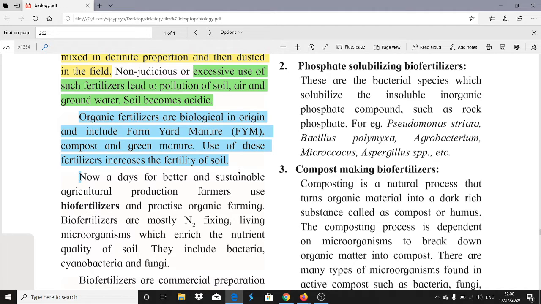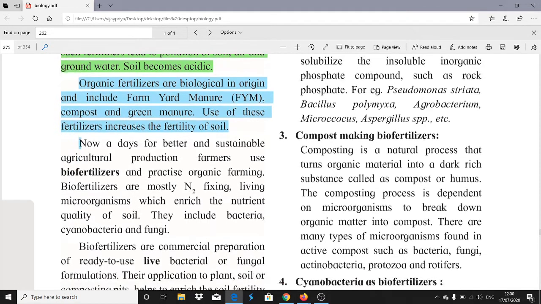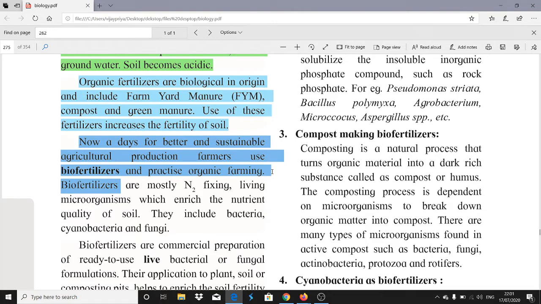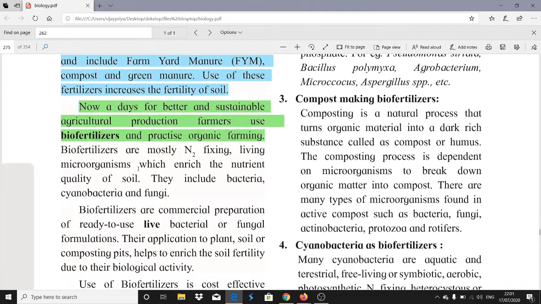Okay, comparatively to the inorganic or synthetic fertilizers. Nowadays, for better and sustainable agricultural production, farmers use biofertilizers. So, for sustainable, better agricultural production, the biofertilizers are used in a large amount. Biofertilizers are mostly nitrogen fixing.